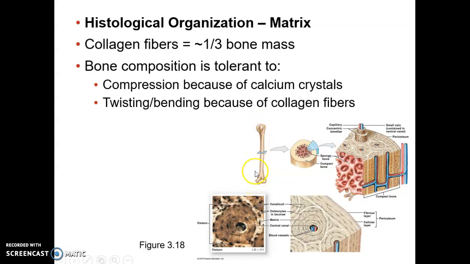Imagine jumping up and down and you're compressing the bone in the lengthwise direction, and bone is very strong and tolerant to compression, and that's primarily because of the calcium crystals, the calcium phosphate and hydroxyapatite. But bone is also resistant to twisting and bending forces, and that's primarily due to collagen fibers, which give bone some flexibility or bendability, and also prevent bones from being too brittle.